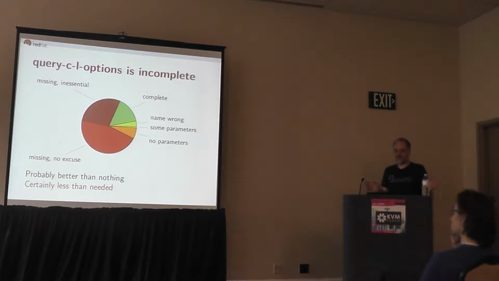For some of those red options, I can engage in a bit of hand waving and say, okay, this option is inessential. Say it's a convenience option for human users, and tools want to use a more powerful long form anyway. And I painted that dark red. But the biggest slice by far, that's missing, no excuse, bright red. Now, this is probably still better than nothing, but it's certainly less than needed.